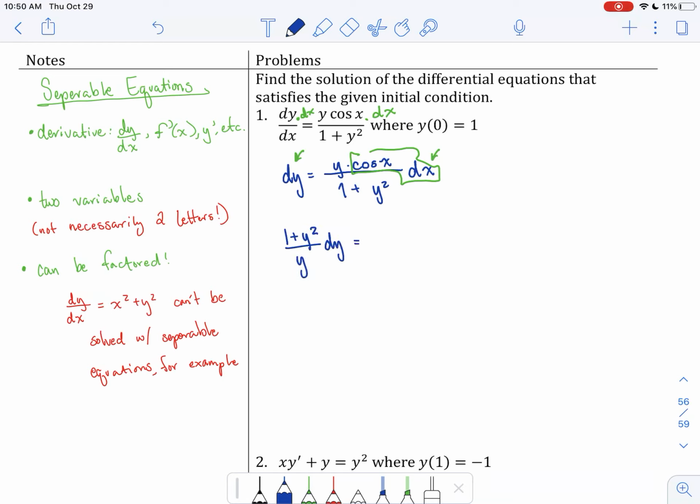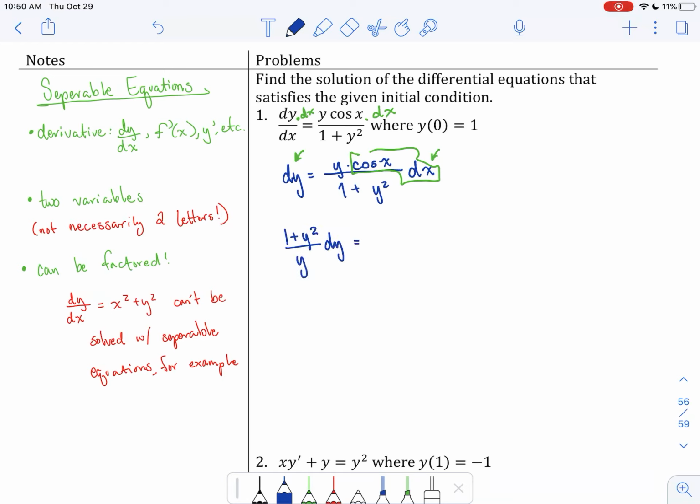Now, here's the step where you can actually do some solving. What you're going to do is take the integral of both sides. So you're going to go like this, and if you do it to both sides of the equation, it's just fine. And you're going to do some simplifying.